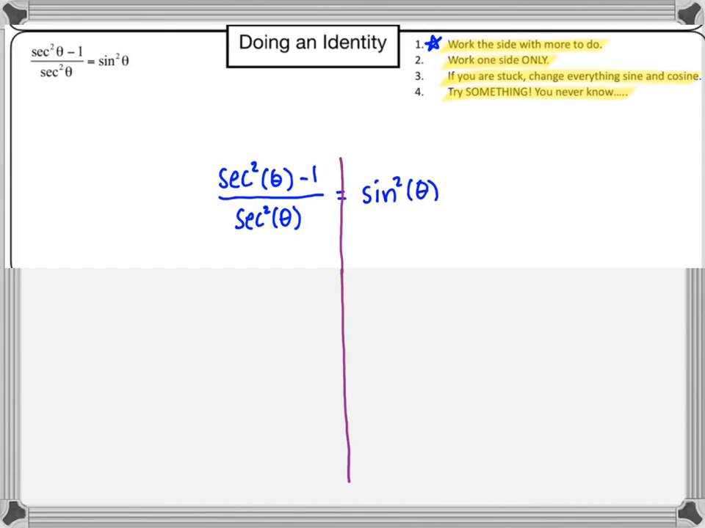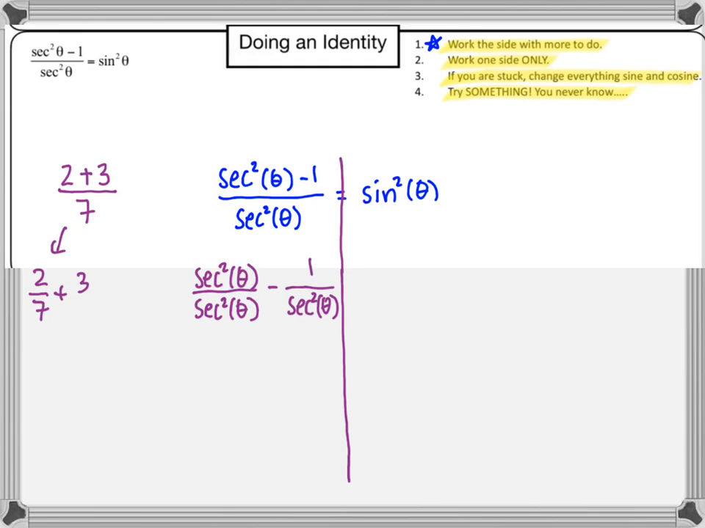So the first thing that I'm going to do is, looking at this, there's a bunch of different ways that we can go, but since we're dividing by a single term, I can break this up into two separate fractions: secant theta over secant theta minus 1 over secant theta. Okay. And again, the reason why we can do that is that, say if I had 2 plus 3 over 7, that'd be the same as 2 sevenths plus 3 sevenths. As long as you are dividing by a single term or a monomial like that, you can break them up in two different ways.